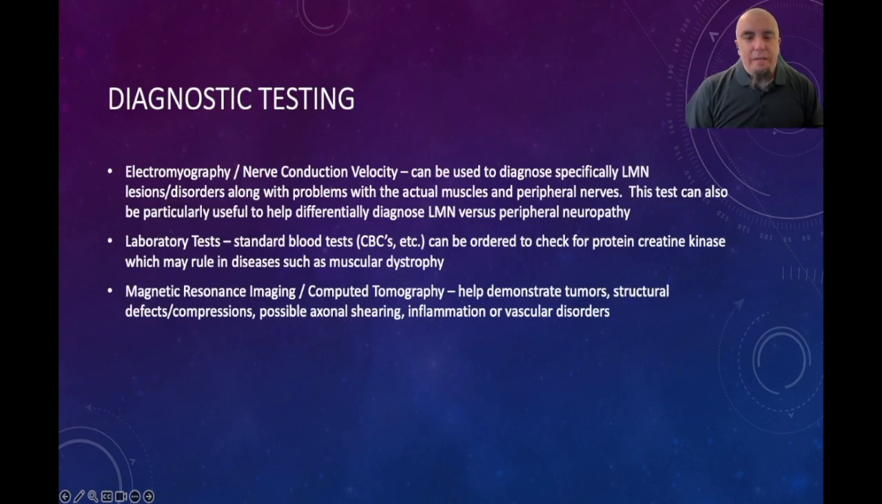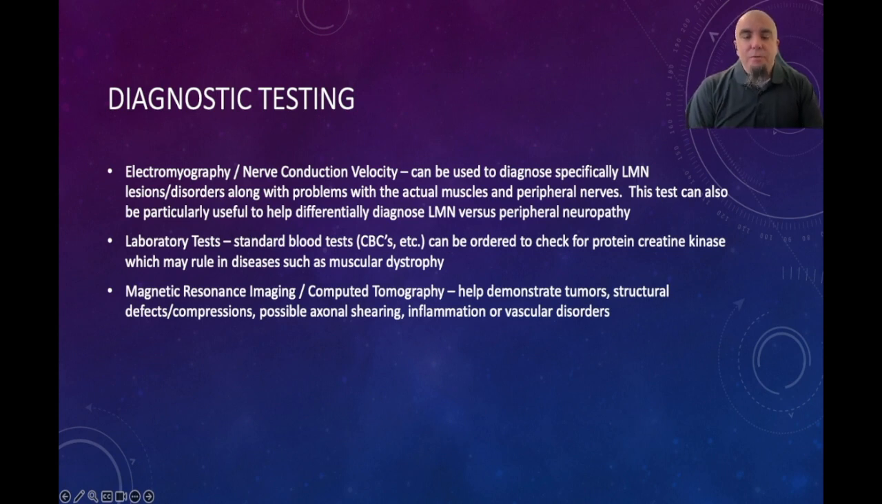So what can we do for testing? Well, oftentimes we'll do EMGs, or electromyography, or nerve conduction velocity testing. This can be really useful to diagnose specific lower motor neuron lesions, along with problems to the actual muscles and peripheral nerves themselves. It can also be particularly useful in differentially diagnosing lower motor neuron injury versus peripheral neuropathy.